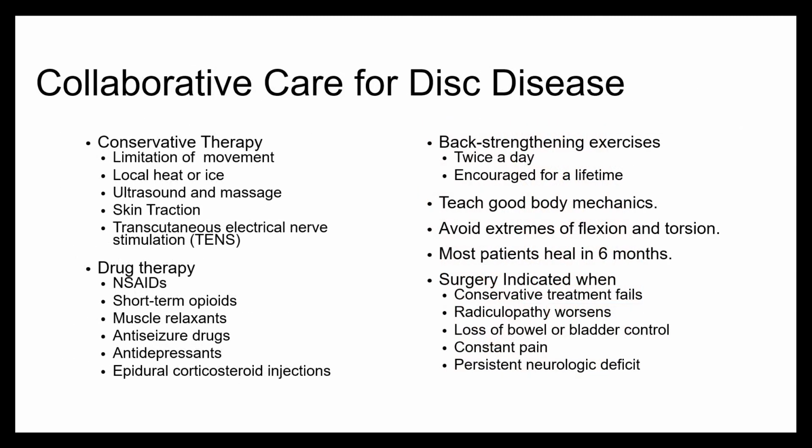Treatment for the patient with this disease would start off with a conservative approach, limiting their movement, using heat and ice therapy, ultrasound, possibly massage, maybe some skin traction, or even the use of a TENS unit. Drug therapy would oftentimes be incorporated as well: NSAIDs, maybe some short-term opioid treatment for severe pain, some muscle relaxants, the anti-seizure, anticonvulsant drugs, antidepressants, and even those epidural corticosteroid injections that were discussed previously.